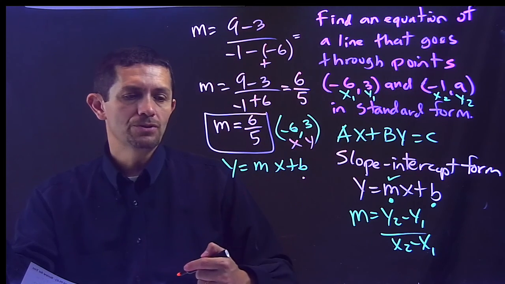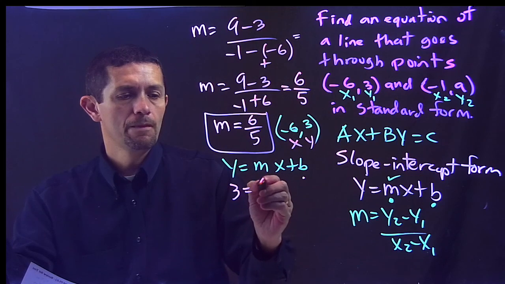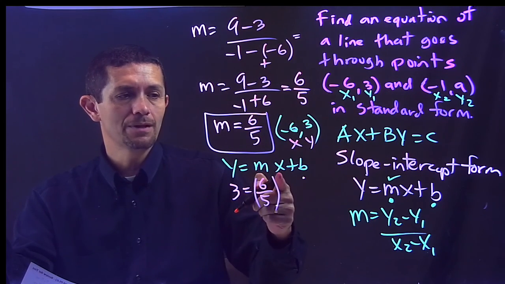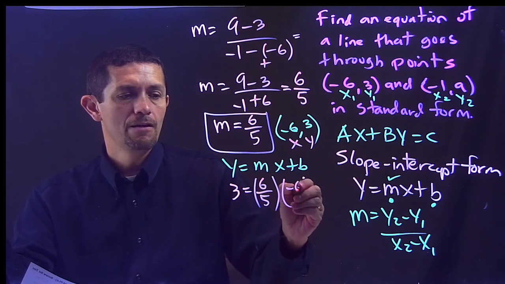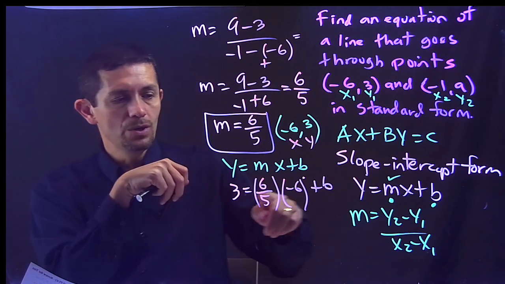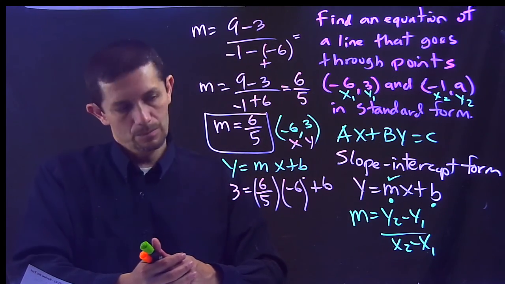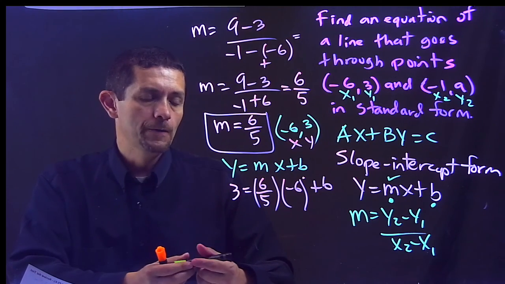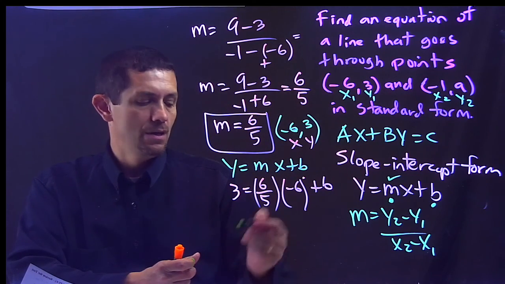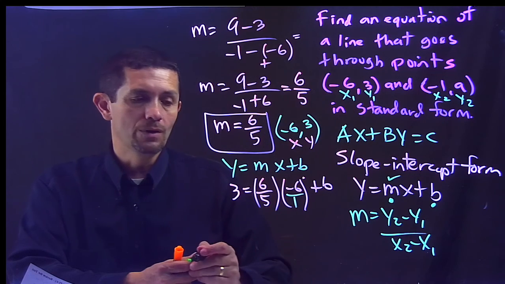Let's plug all that information in. y = 3, m = 6/5, times x. In this case, x is -6, plus b. So if you notice, the only variable that I have left will be b. So when solving for b right now, the first step is I need to multiply this fraction times that whole number. To make it easier for you, I'm going to make that whole number a fraction, which is over 1.